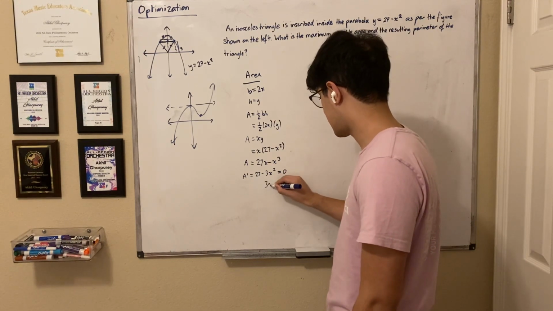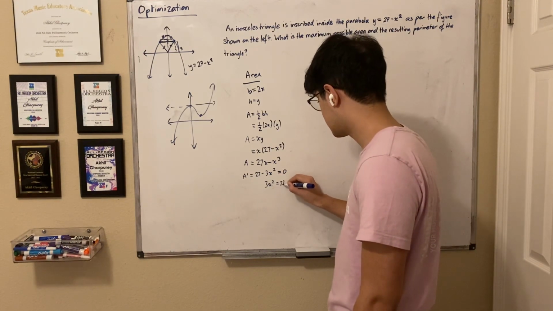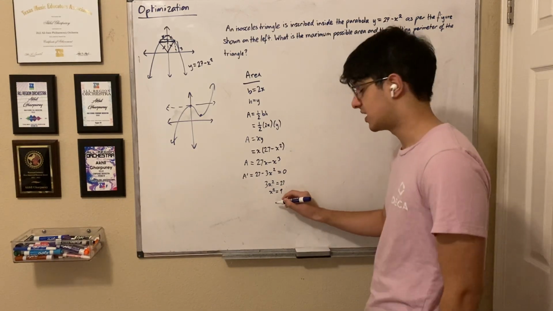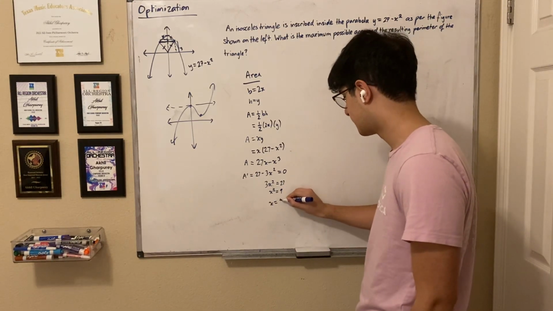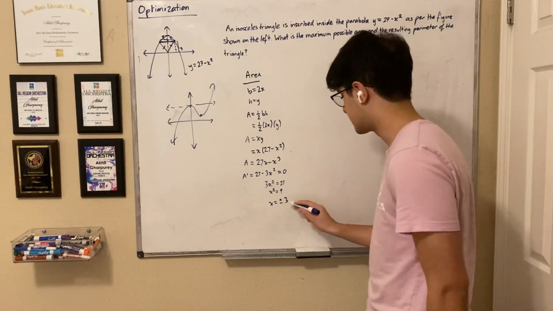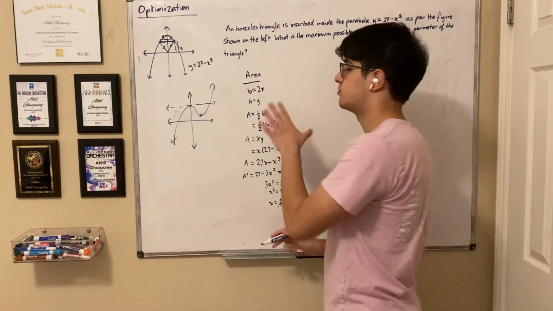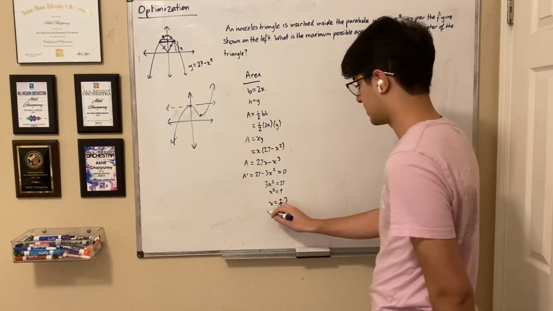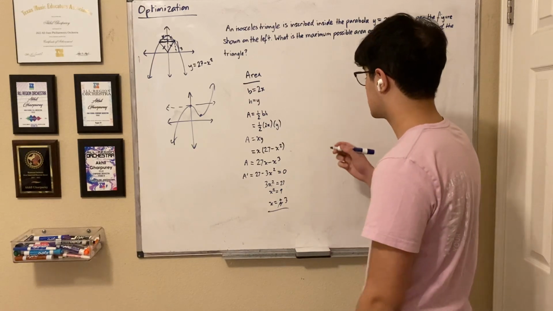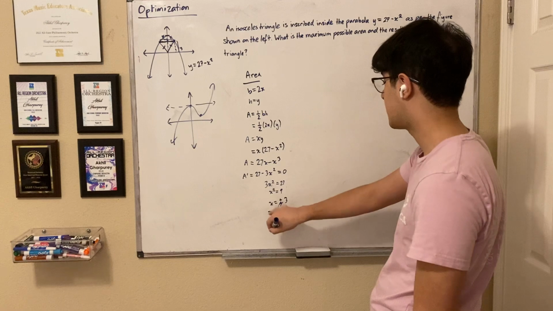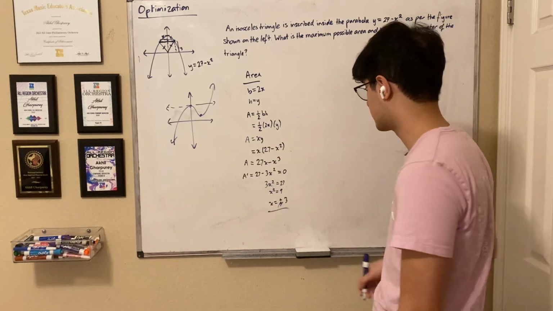So we get that 3x squared is equal to 27, and x squared is equal to 9. You divide out 3 on both sides, and then we get that x is equal to plus or minus 3. Now we can go ahead and just disregard this negative root because the base length should be a positive value. So we're going to have x equals positive 3. And so here's what all we have to do now. We just have to substitute this value of x in for our area equation right here.